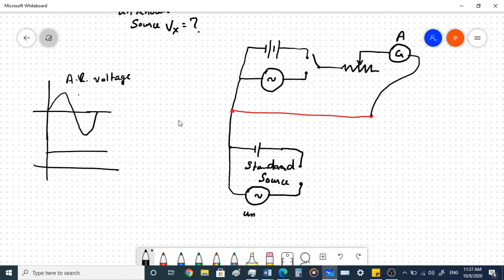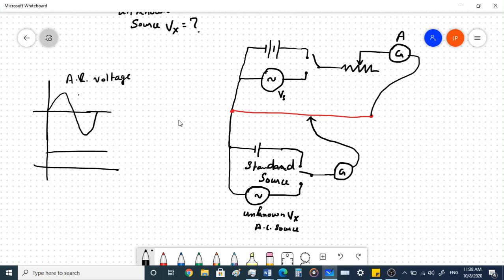This is the unknown AC source, which is VX. Let's say this is the source VS, and here you can use a switch, and then from the switch you can use a galvanometer to find the deflections, and then you can balance it on the potentiometer wire.